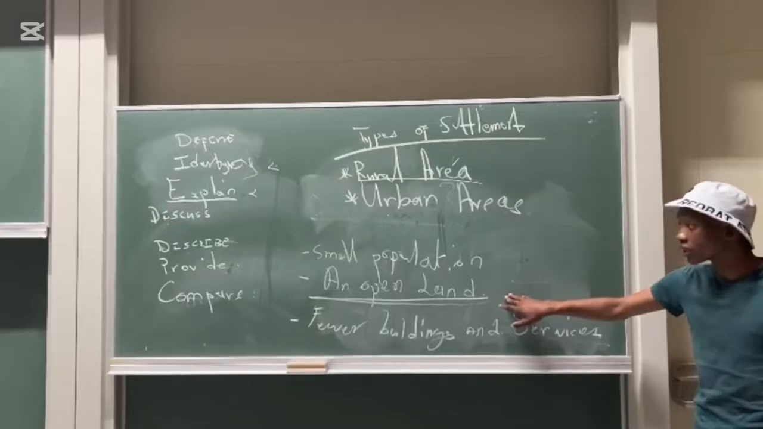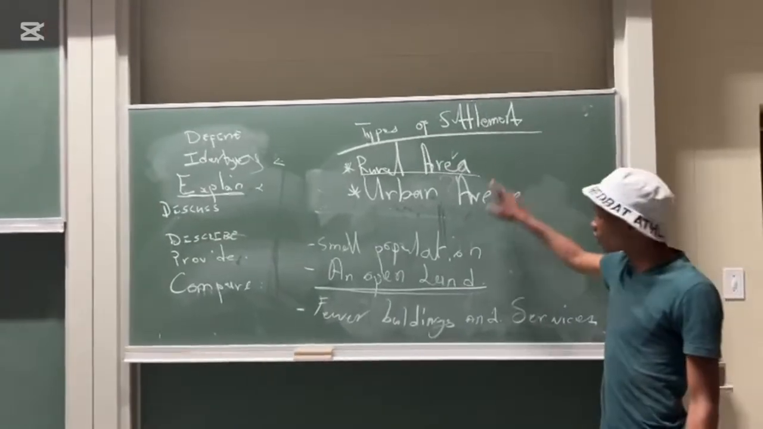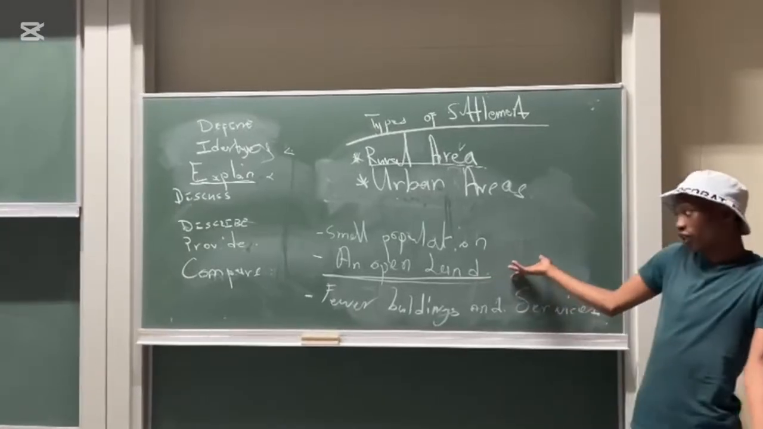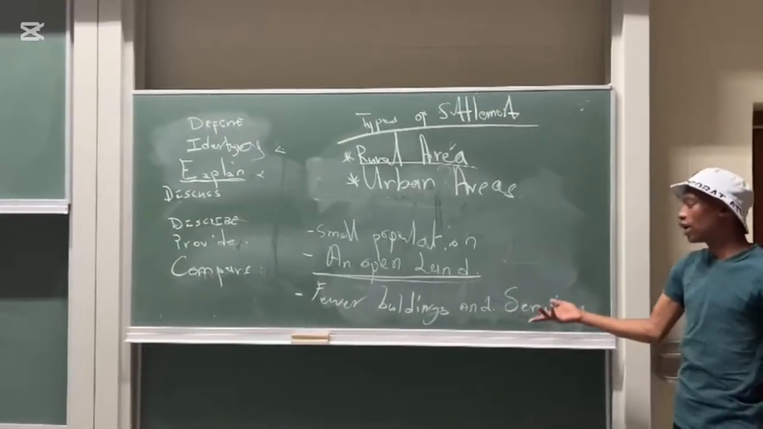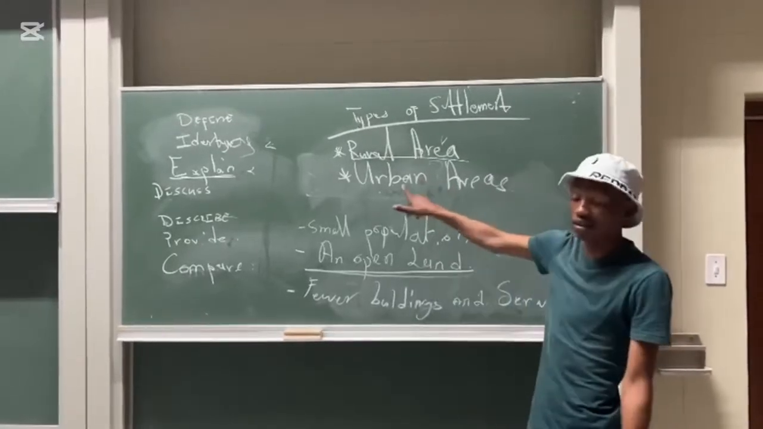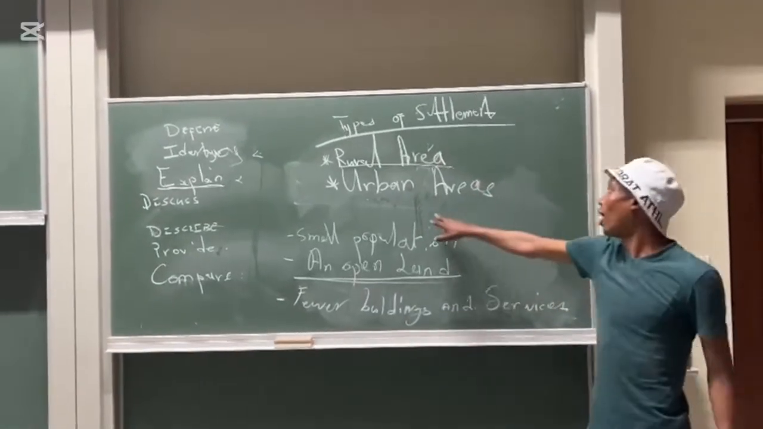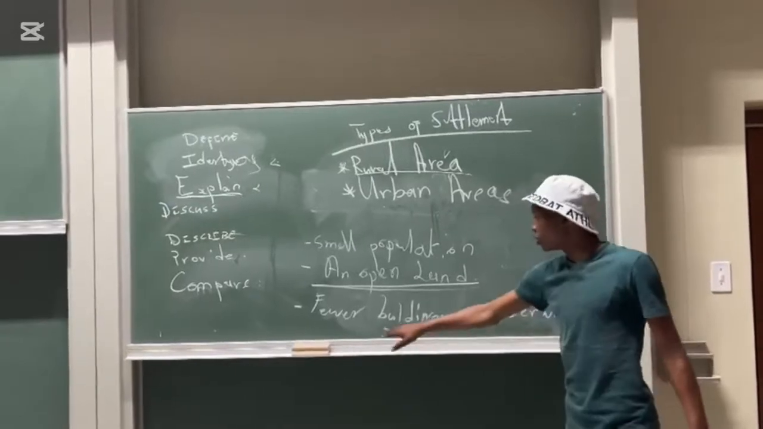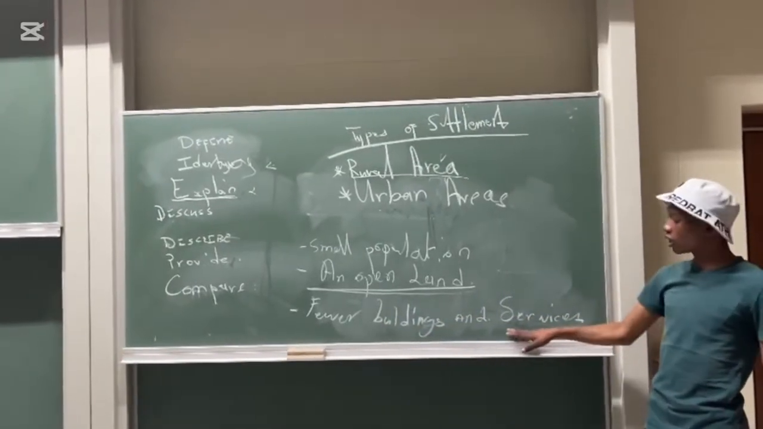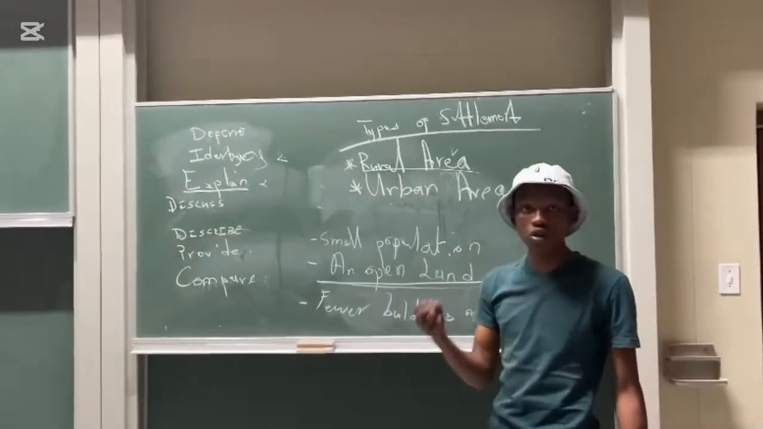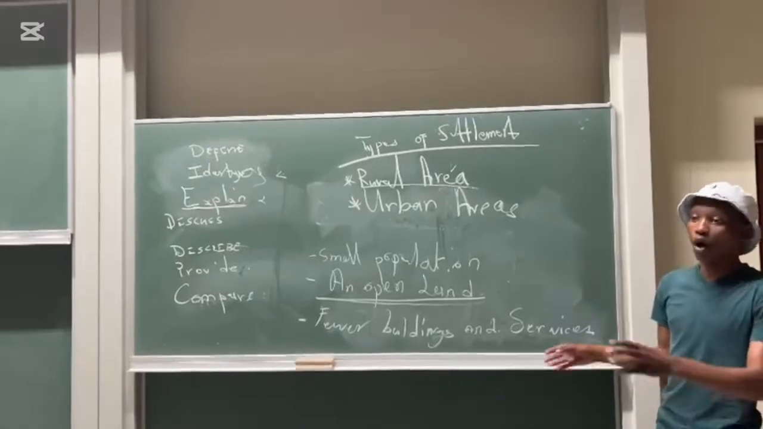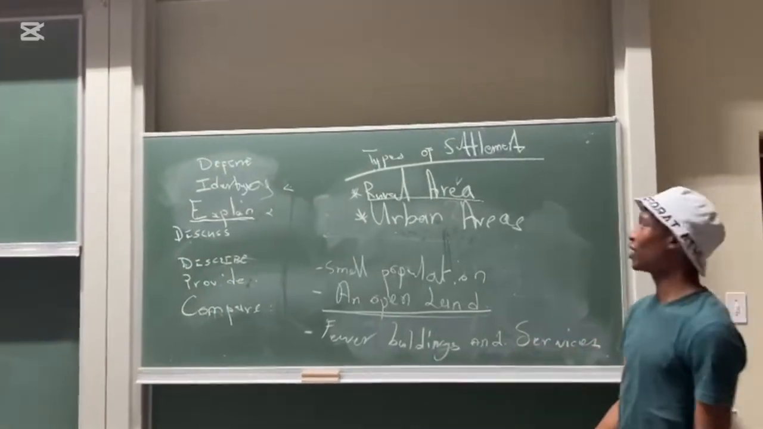There is open land for the people who live in rural areas to farm, to engage in their farming activities. There are no tall buildings like in urban areas. Urban areas, meaning there are fewer buildings and services. What services do I refer to? I'm talking about services such as schools, hospitals, shops and malls and so forth. Okay, that's what it is.